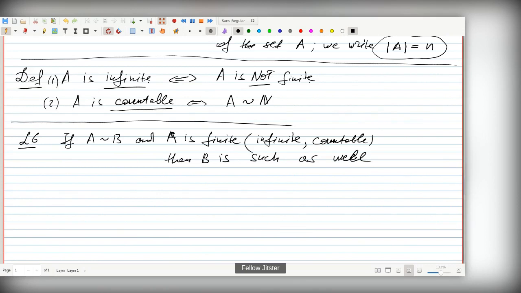It is as well finite or infinite or countable, respectively, because you see that all these concepts were defined in terms of equivalence. It is obvious. No proof is necessary. It is obvious.